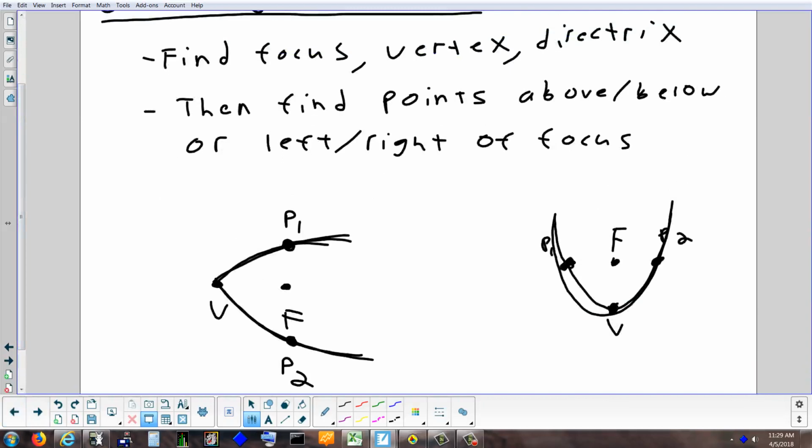Generally when I sketch a parabola, that's all I'm going to do. 3 points. Okay. Vertex, point over here, point over here. There's my sketch. Okay. I could find more if I needed to. Like if I was going to draw this further and further out, I'd probably want to find a couple more, but we're not.